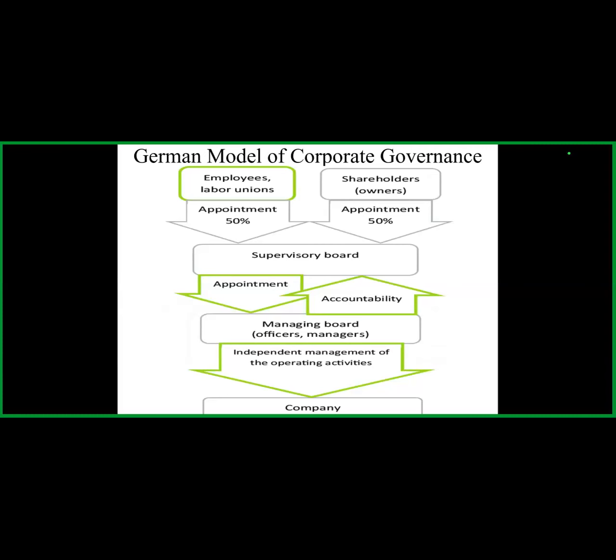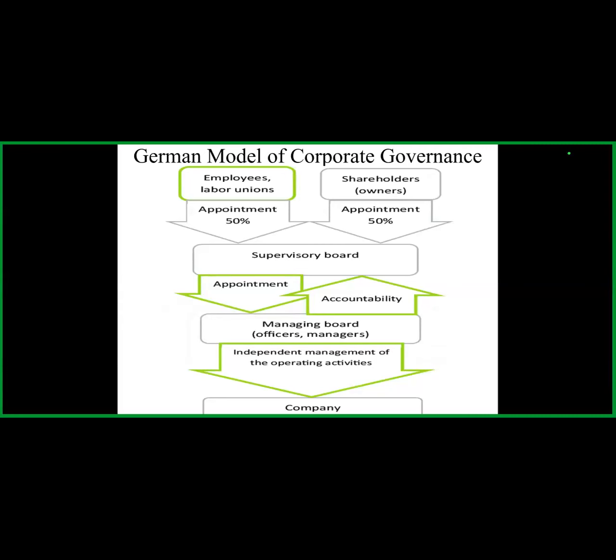The same thing was not present in both the models which we had discussed earlier, and this right is also not present when we discuss the next corporate governance model, that is, the corporate governance model of India. So that is the main change.